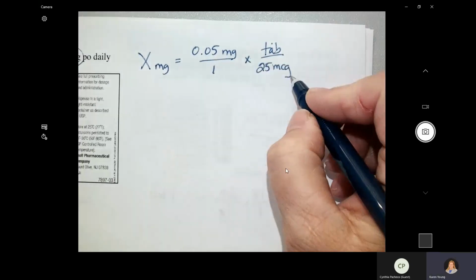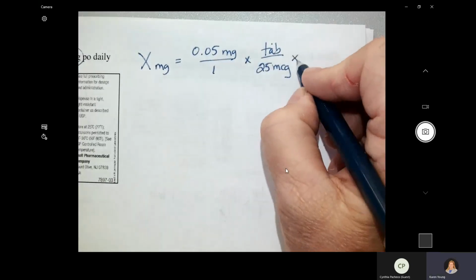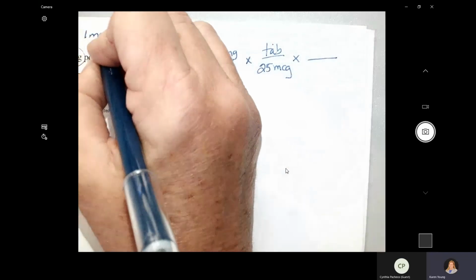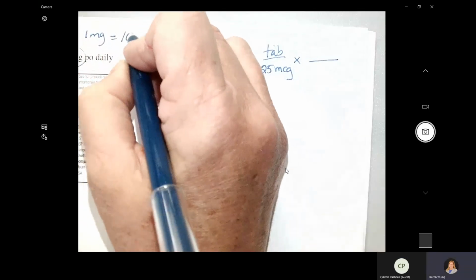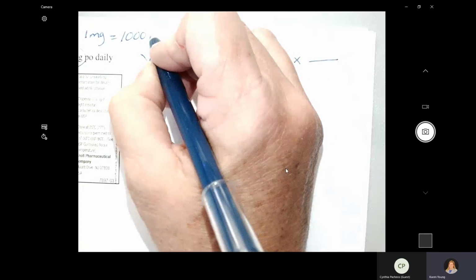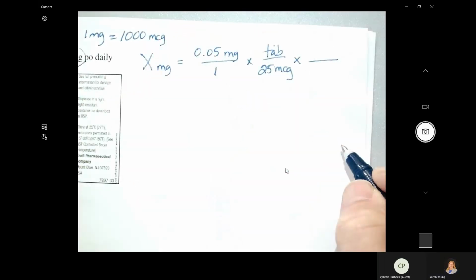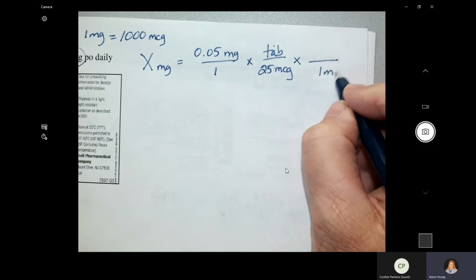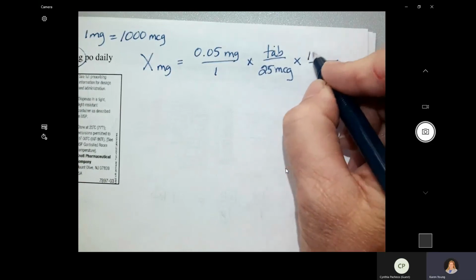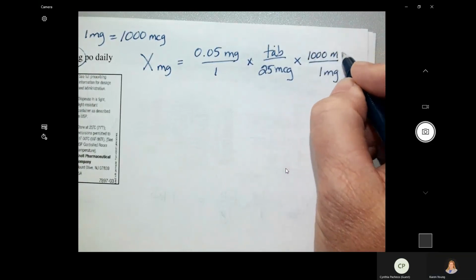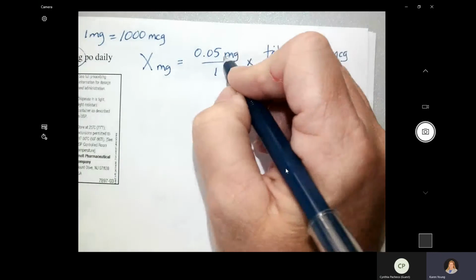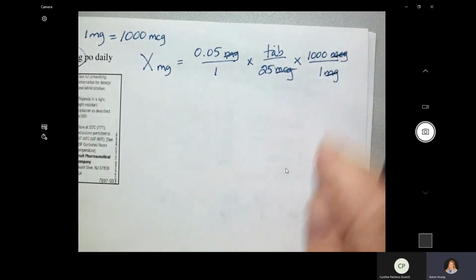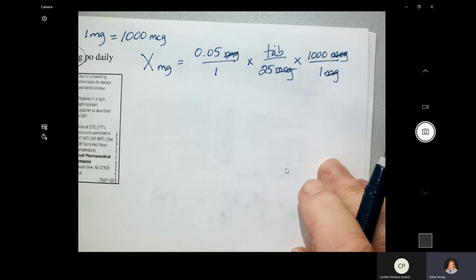Since I'm going from milligrams to micrograms, I have to do a conversion. I know that 1 milligram is equal to 1,000 micrograms. All right. So since milligrams is on top, milligram goes on bottom, microgram would go to top. So then my milligrams cancel, my micrograms cancel, then I'm left with just tablet.